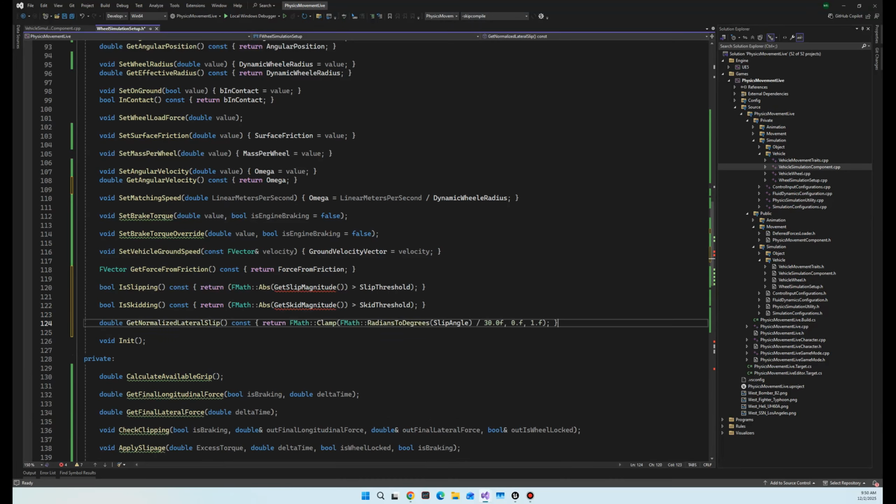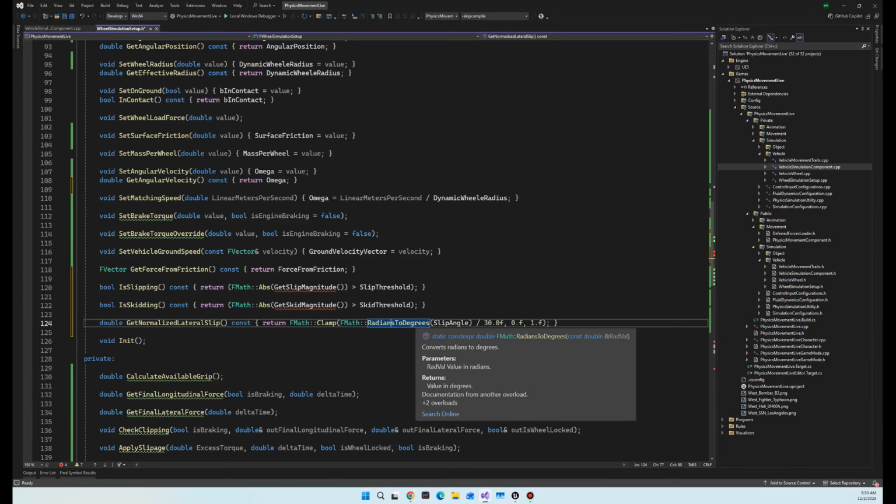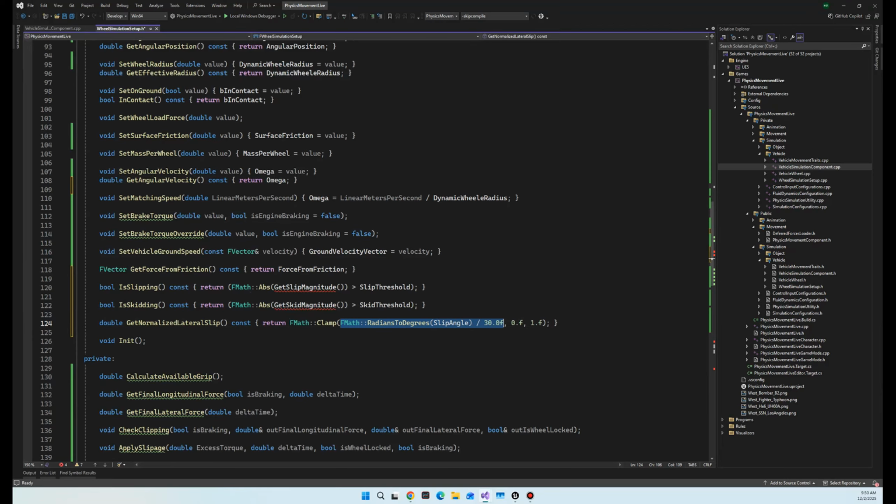This one is the get normalized lateral slip. So again, we're going to need the slip angle, and we're going to do a quick little calculation on there, clamping it. We want the slip angle, we want to take it from radians to degrees, and from there divide that by 30, so that's everything within here for the clamp, and then we're going to clamp that between 0 and 1. If this is anywhere between 0 and 1, that's where we want it to be. So that's get normalized lateral slip.